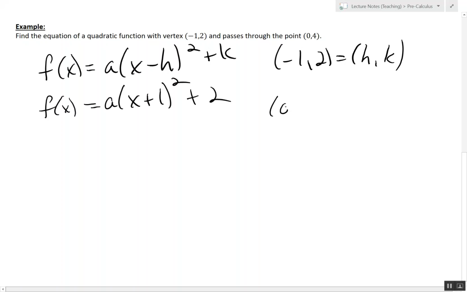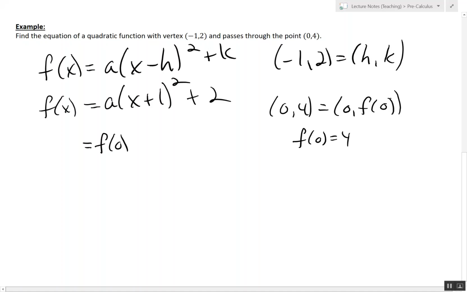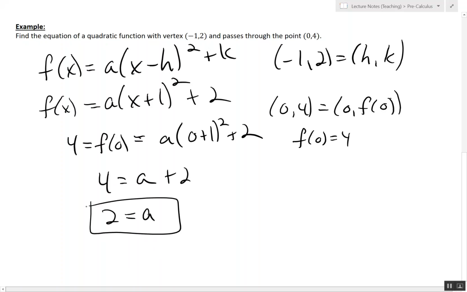Now this point (0, 4), remember again, this is (0, f of 0), and so f of 0 is 4. When we look at f of 0, on the one hand it will equal 4, but on the other hand it will be a times (0 plus 1) squared plus 2. So this will be 4 equals a plus 2, so a in this case is 2. And so our answer is 2 times (x plus 1) all squared plus 2.